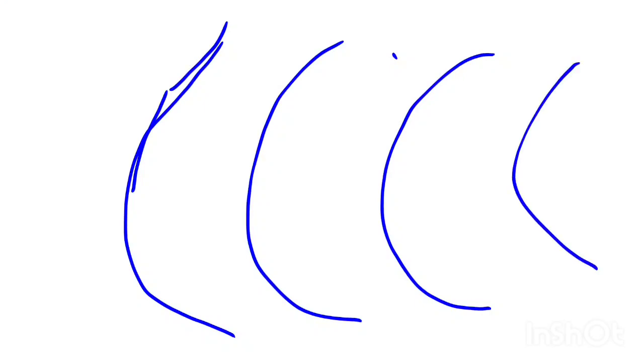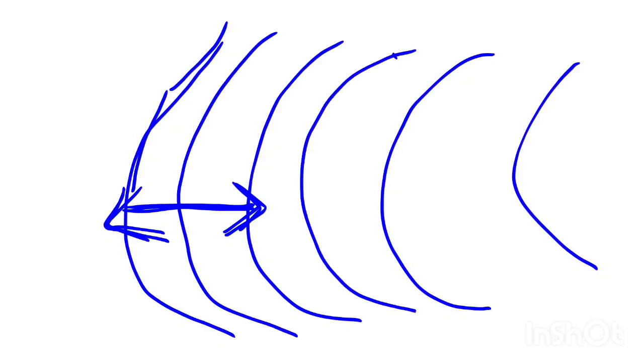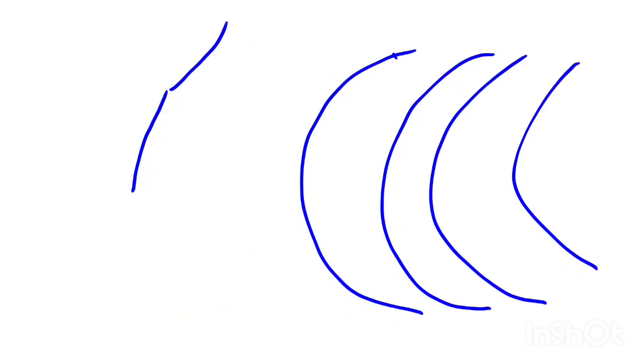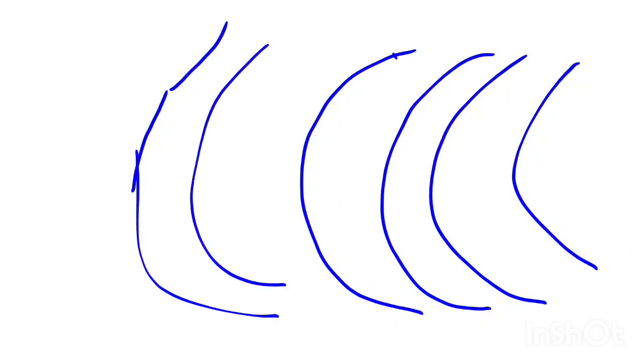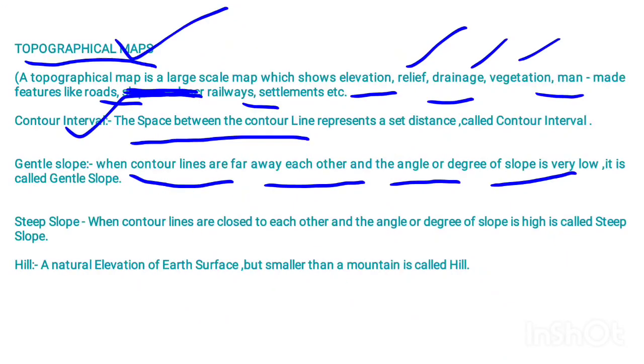In the case of a gentle slope, the contour lines are far away from each other. The distance between two contours is far. This is called the gentle slope. And in the case of a steep slope, the distance between contours is very small and they are situated close to each other. This is called the steep slope.